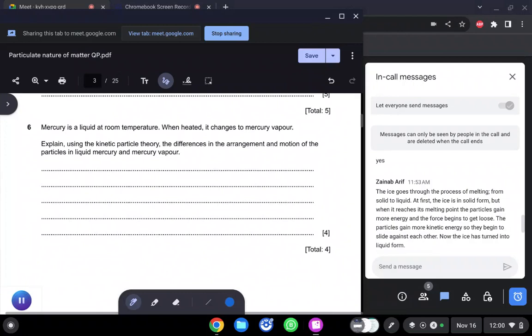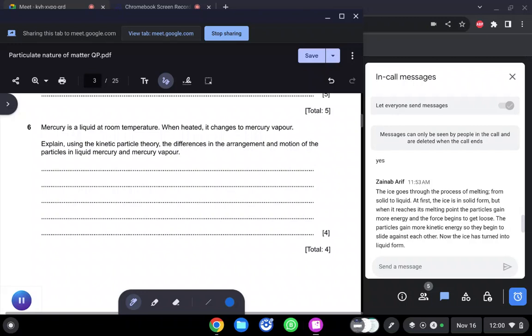Okay, question number 6. Mercury is a liquid at room temperature, we all know. When heated, it changes to mercury vapor. Liquid is converting into gaseous state. We have to explain using kinetic particle theory the difference in arrangement and motion of particles in liquid mercury and mercury vapor. So simply, they are not asking about mercury.